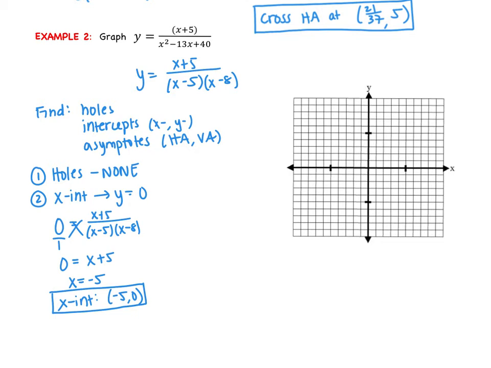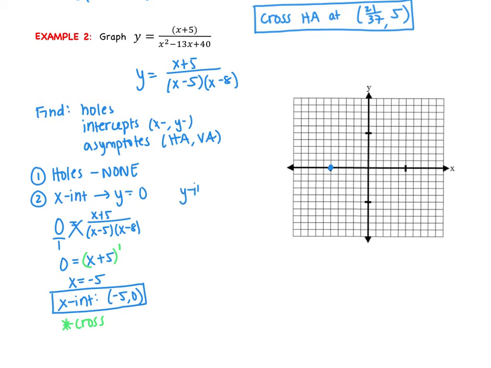I like to graph information as I find it, so I'm going to put that point on the graph. So negative 5, 0. The other thing that I want us to know here is that x plus 5 is to the first power. So what that tells us, because we have an odd power, is that this intercept is going to cross. It's not going to bounce. So we can't graph that now, but we're going to have to remember when we do graph, we're going to cross, we're not going to bounce. That is one of the intercepts.